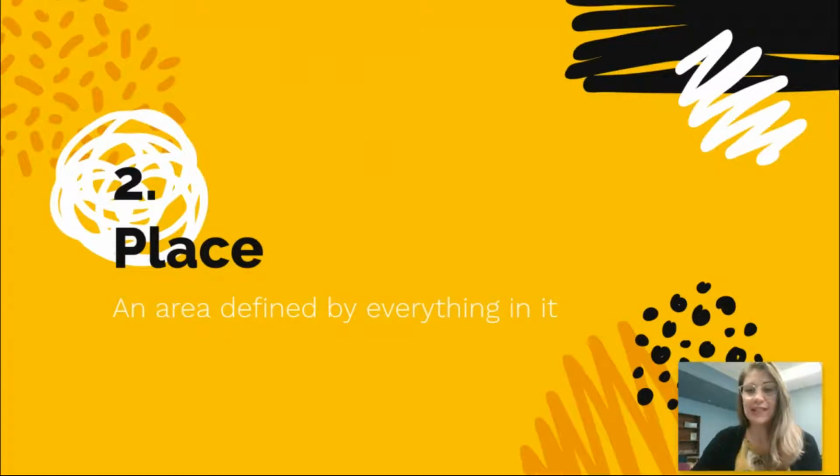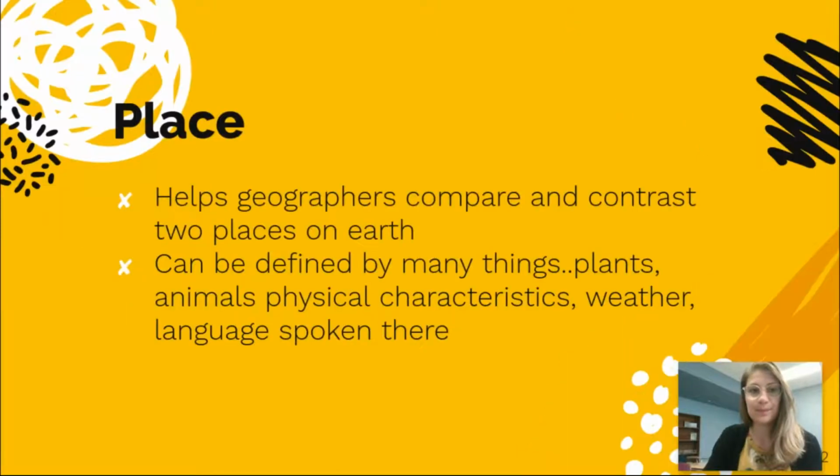Place is our second theme, so it is an area defined by everything in it. So place helps geographers compare and contrast two places on Earth, and it can be defined by many things, including plants, animals, physical characteristics, weather, and the language spoken there.